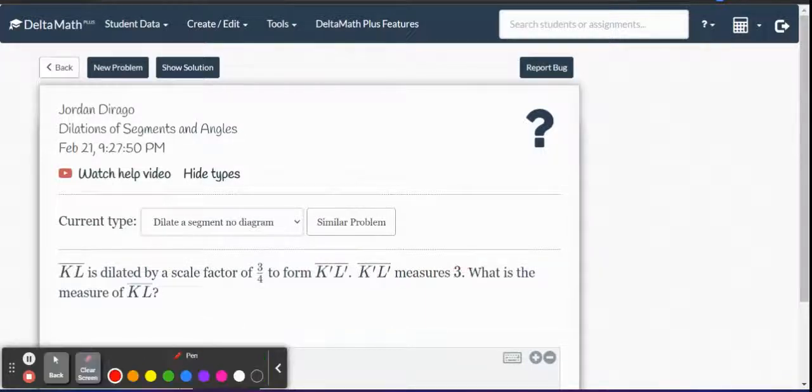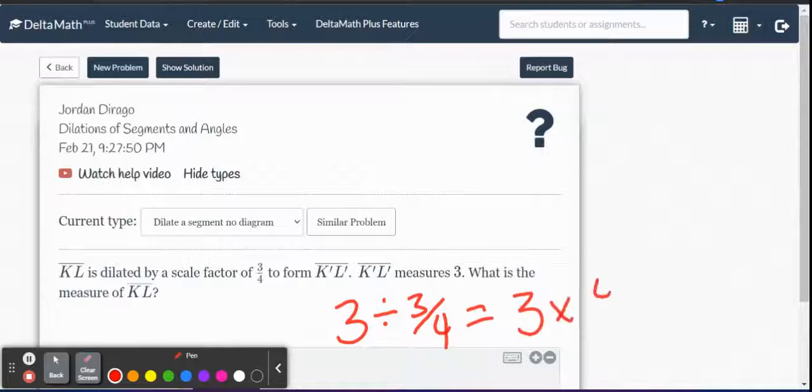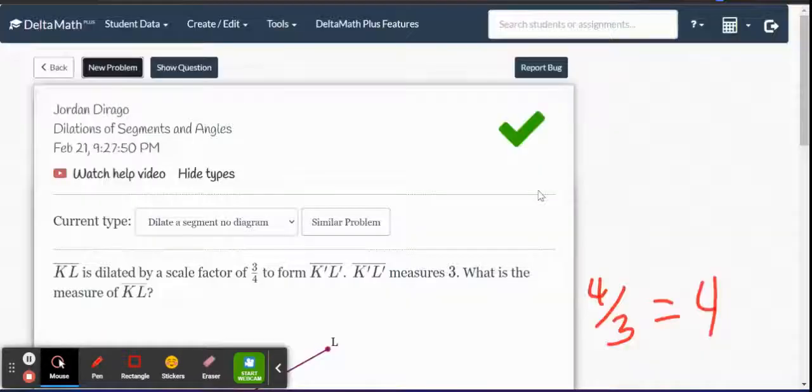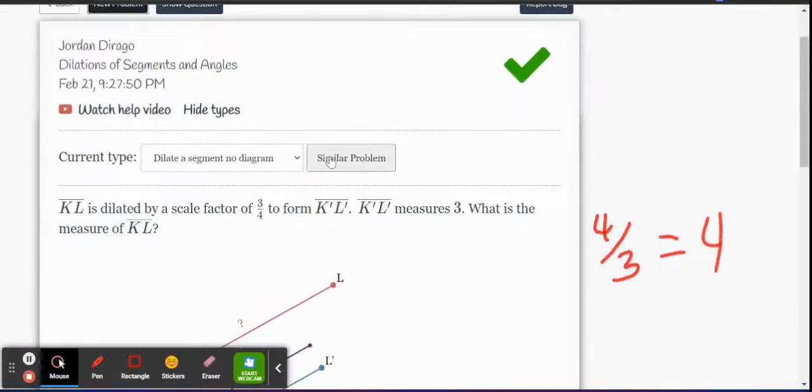So again, you divide the 3 by the scale factor 3/4, which is the same thing as multiplying it by the reciprocal. 3 times 4/3, I just canceled these out, is 4. So 4, when you multiply that by 3/4, ends up becoming 3. So when we're looking for the original, we have to divide or multiply by the reciprocal. So this should be 4. Let's do one more.